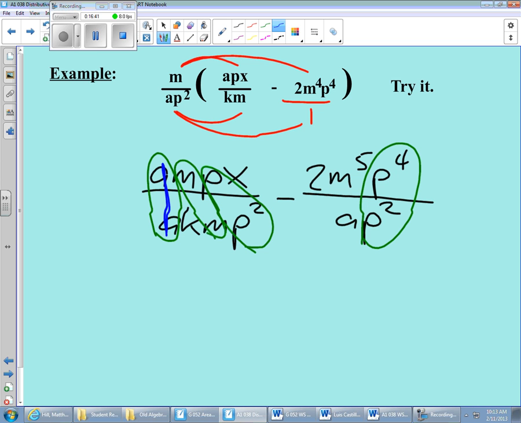Same thing, m divided by m, that's m to the first, m to the first. 1 minus 1 is 0. We have m to the 0. That is nothing more than a 1.